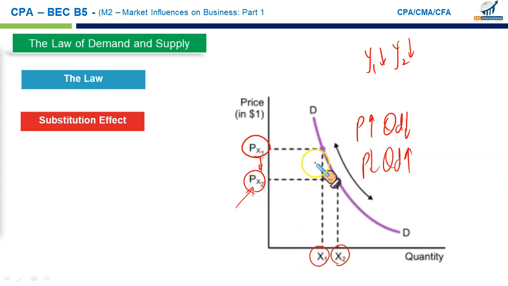This is called the substitution effect. The item that becomes cheaper, you tend to buy more of it, substituting your spending from other items, and will channel your funds to purchasing more of X.